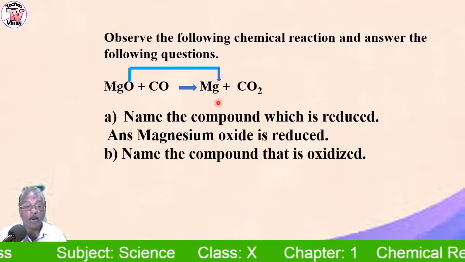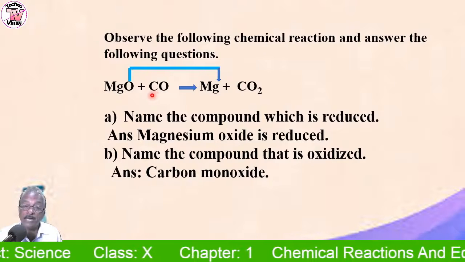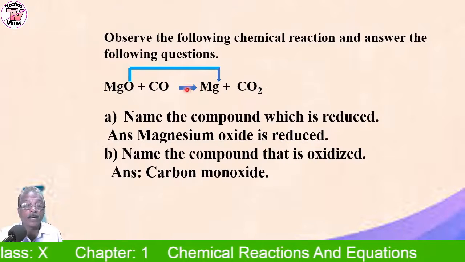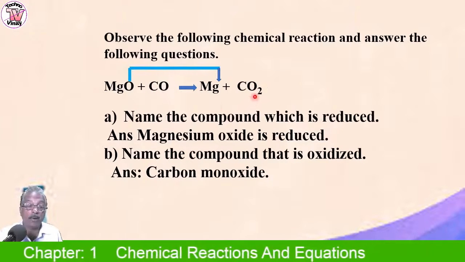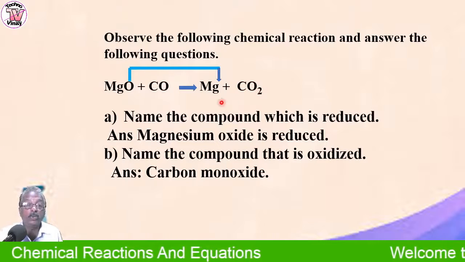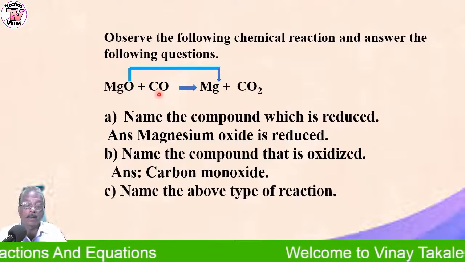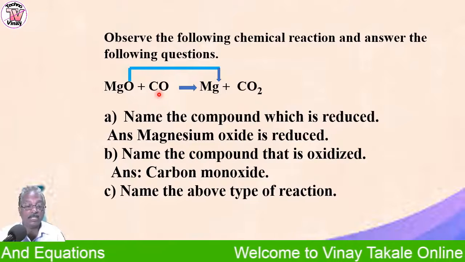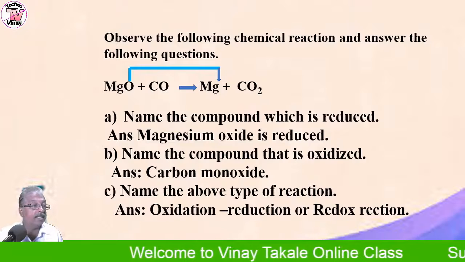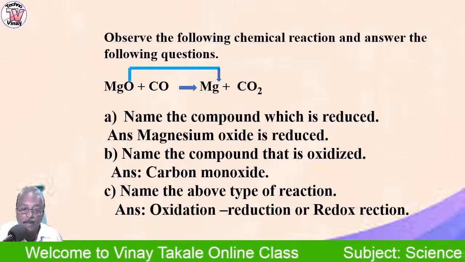Similarly, which compound is oxidized here? Addition of oxygen is known as oxidation. See, carbon monoxide, CO, is oxidized to CO2. There is addition of oxygen here. So carbon monoxide is oxidized to carbon dioxide. So carbon monoxide has undergone oxidation. Well, no? So here in this case, there is one oxidation as well as there is reduction. Therefore, this reaction is known as oxidation reduction reaction, or it is also known as redox reaction. Well, no? Yes.